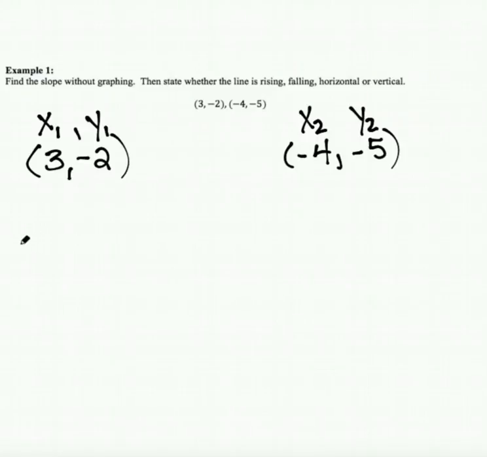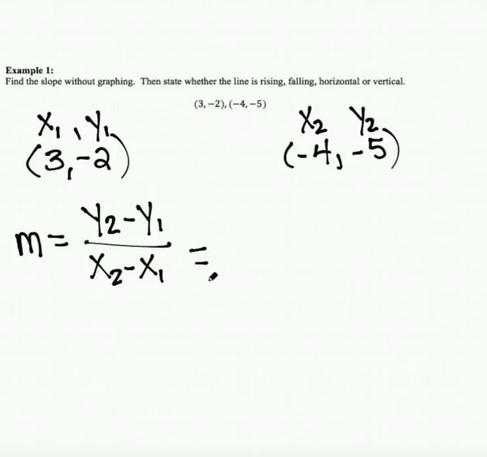Remember the slope formula is m is equal to y2 minus y1 divided by x2 minus x1. Now that we have them labeled, we can easily plug them in. My y2 is negative 5, so negative 5 minus my y1. Be careful: my y1 is negative 2, so minus a negative 2.